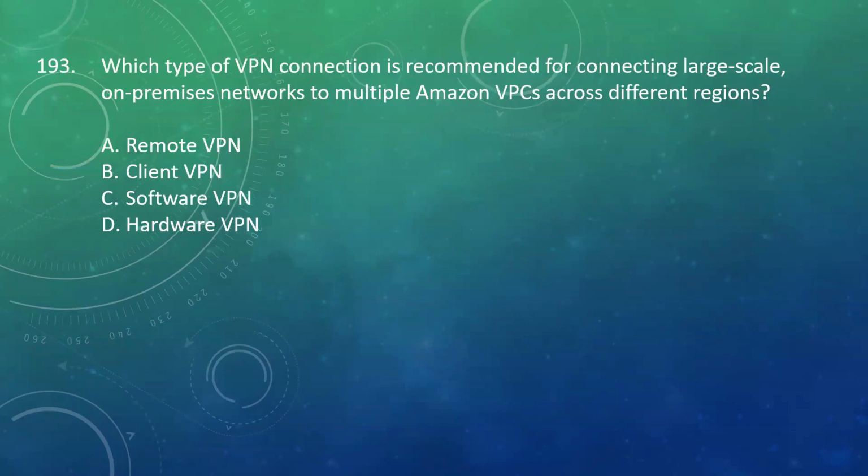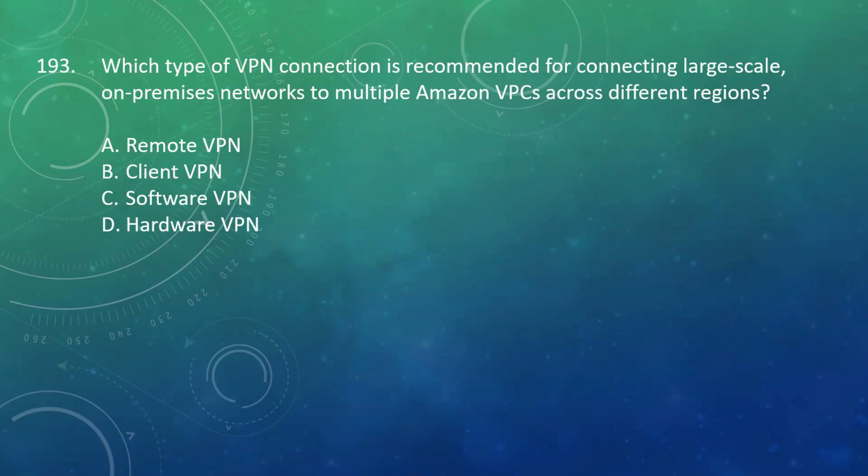Next question. Which type of VPN connection is recommended for connecting large-scale on-premise networks to multiple Amazon VPCs across different regions? Your options are remote VPN, client VPN, software VPN, hardware VPN.